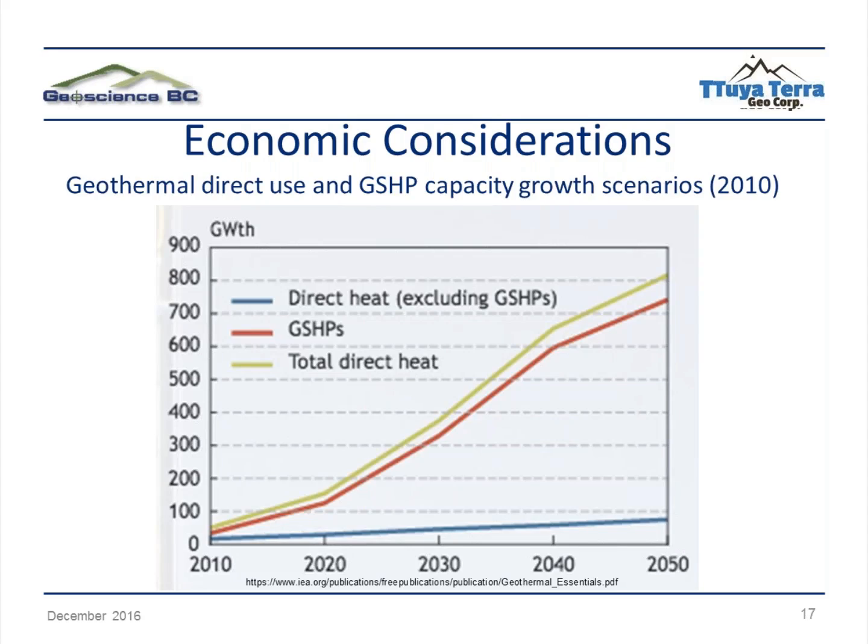So this chart showcases what the potential direct use and ground source heat pump capacity growth scenarios are, starting from 2010 up to 2050. And although this is a graph that is about 5 years old now, what it's really showcasing is that the growth of direct use globally is really being driven by ground source heat pumps. So that's why we've included GeoExchange, another word for ground source heat pumps, in some of our modules to really represent that the geothermal direct use spectrum includes ground source heat pumps.